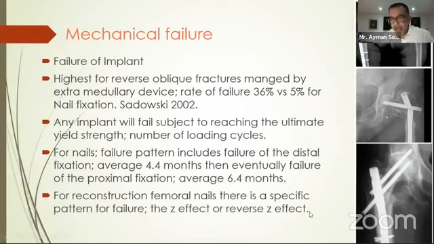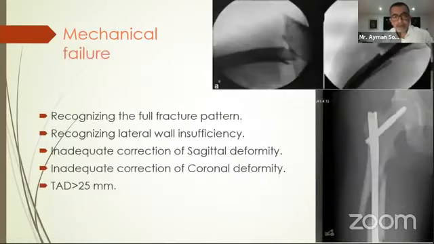I don't particularly like the reconstruction nails, just because they have a method of failure named after themselves. And when I hear that these nails have got a particular method of failure, that doesn't fill me with confidence. What they call the Z effect, or the reverse Z, with one screw moving in and one screw moving out. Now, these are separate occasions.